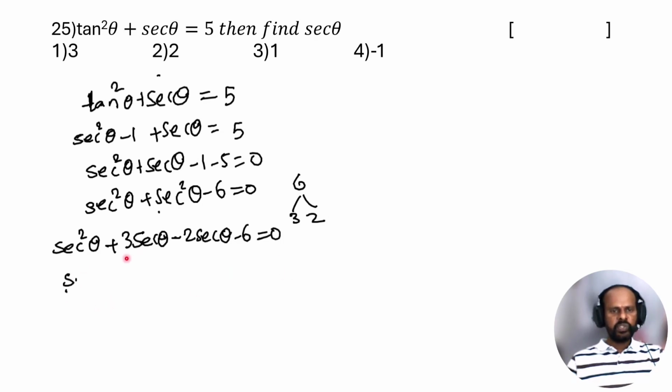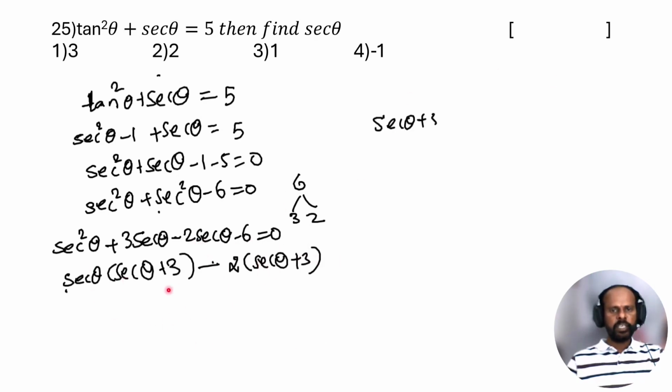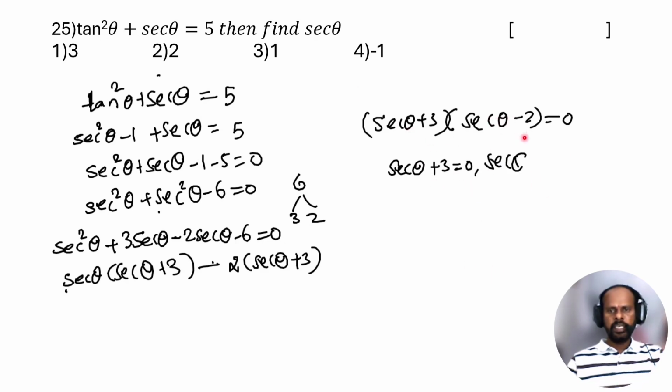In the first two terms let us take sec theta common, sec left, and here plus 3 left. In the second two terms 2 common, here sec left, plus 3 left, and in these two terms again sec theta plus 3 is common. Remaining two terms are sec theta minus 2 equal to 0. So in the product, let us make both terms equal to 0. First one 0 and second sec theta minus 2 also 0. So sec theta equal to minus 3, and here we get sec theta equal to 2. In the options minus 3 is not given but 2 is given. Go for the second option.